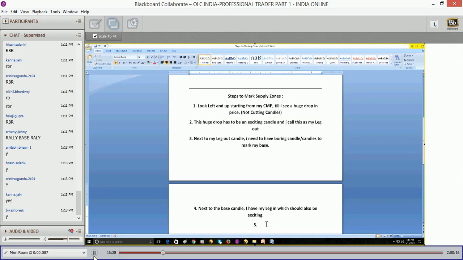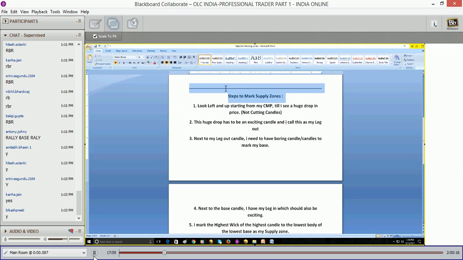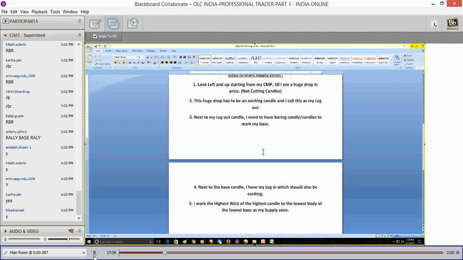How do I mark my zone? I mark the highest wick of the highest candle to the lowest body of the lowest base as my supply zone. Very similar in terms of steps. Let me save this. Let me underline this portion. And let's see how we can use this in the live markets.